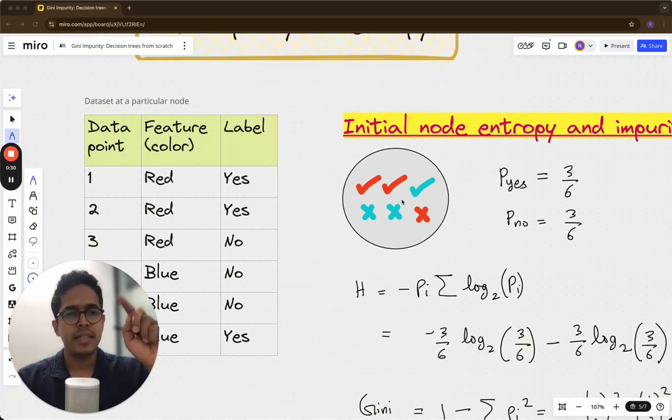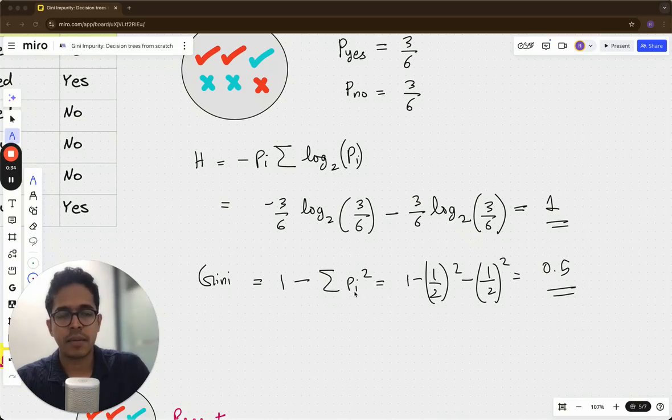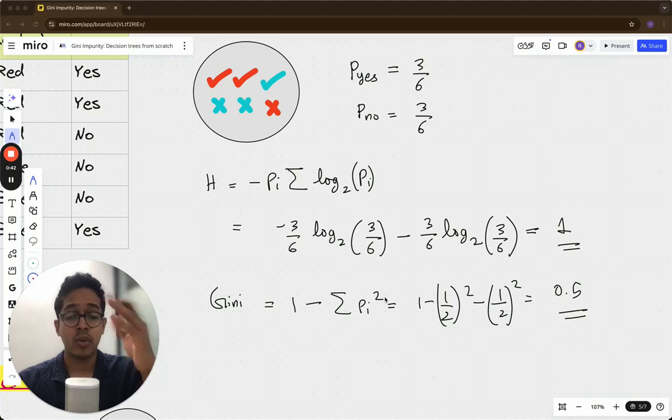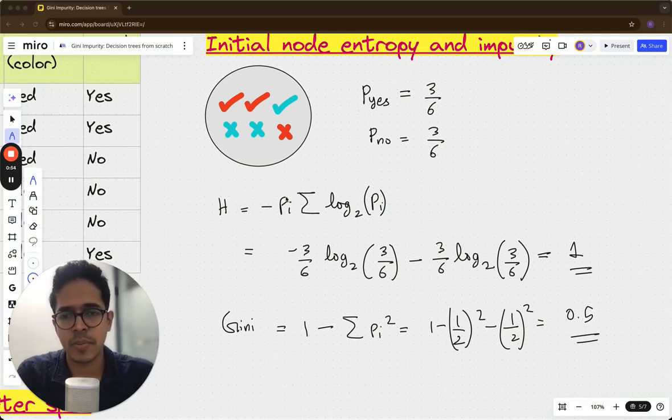So the initial node Gini impurity we already calculated to be 0.5, right? It was 1 minus sigma pi square, and pi was 1 by 2, basically 3 by 6, which is 1 by 2 because 3 data points are yes, out of 6 data points, and 3 data points are no. So Gini impurity was straightforward. Now entropy is also straightforward if you know how to calculate. So it's minus sigma pi log 2 pi.